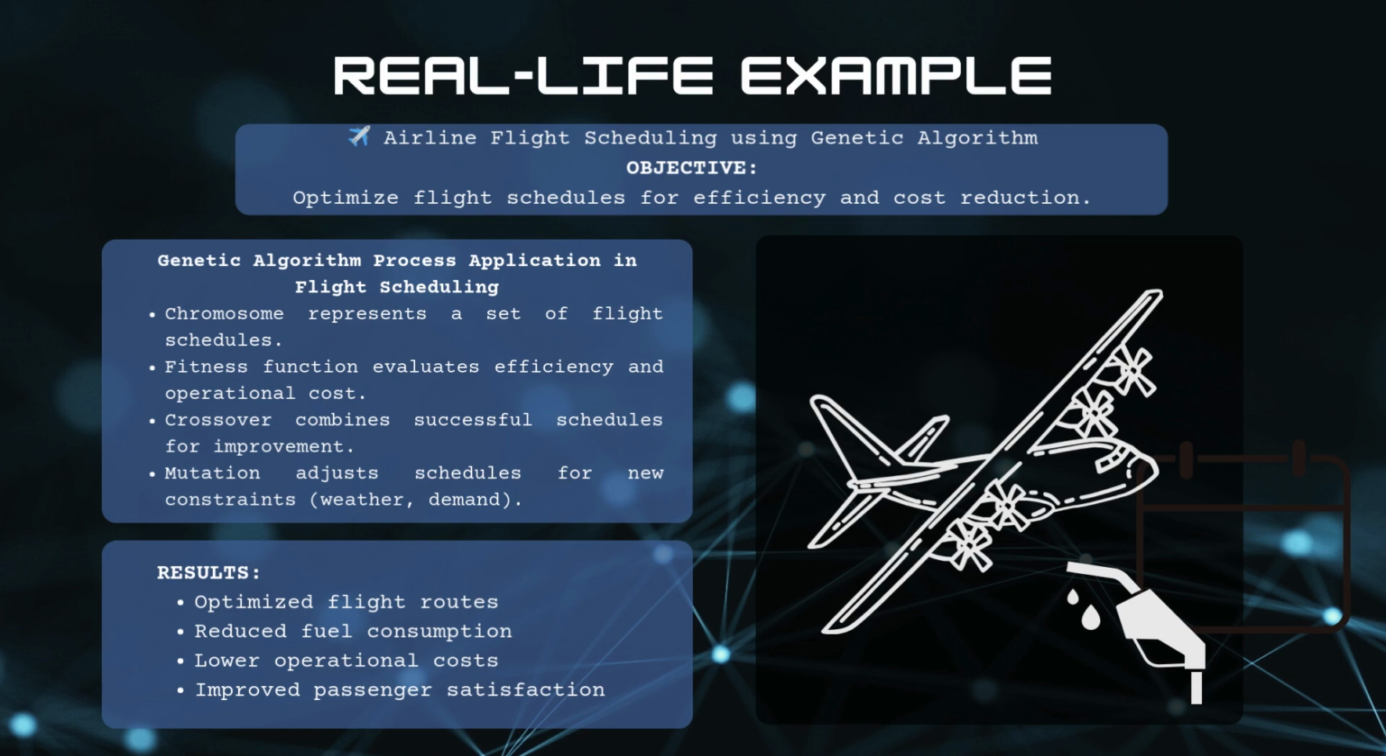Next is the crossover, which combines successful schedules for improvement. Next is the mutation, which adjusts schedules for new constraints such as weather and demand. So for the results, it optimizes flight routes. Next is reduced fuel consumption. Next is lower operational costs. And last is improved passenger satisfaction.